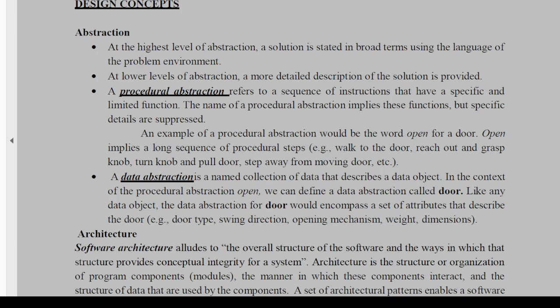Procedural abstraction means a sequence of instructions. It refers to a sequence of instructions. And data abstraction is a collection of data that describes a data object. Okay, abstraction means the act of representing only essential features without including the background knowledge, background detail or explanation.